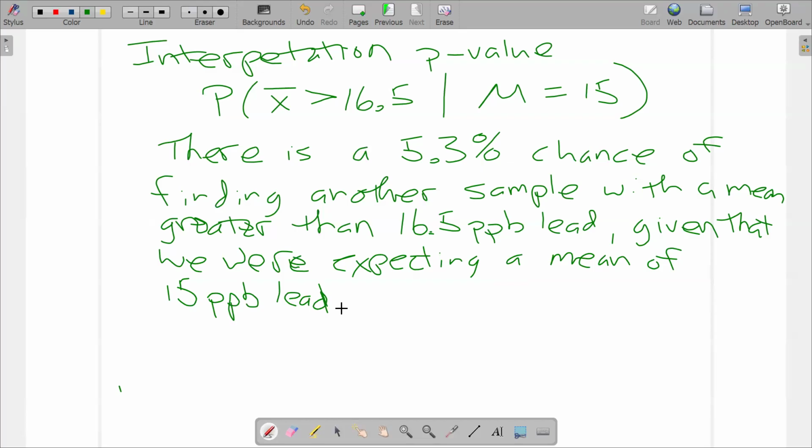That interpretation is of minor importance to me. What's more important is that you know how to get a p-value, and then you have to know how to use the p-value to make a decision and a conclusion, which are the next things we're going to do.